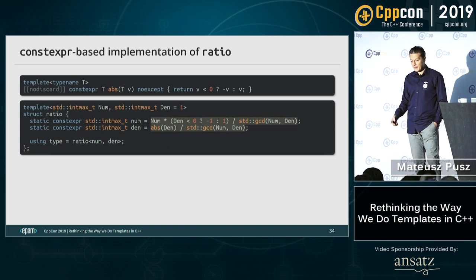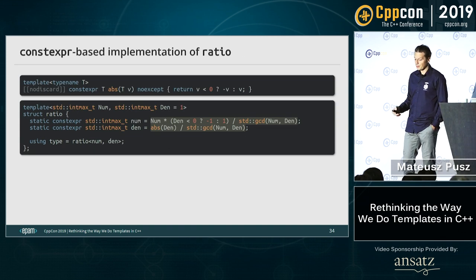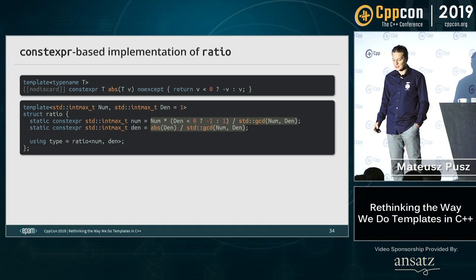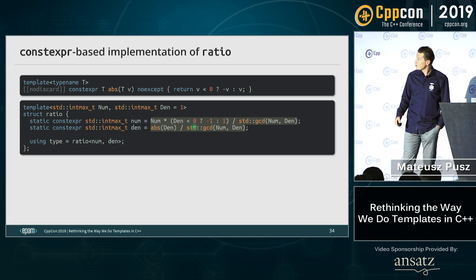Alternative that we can do right now is just use constexpr. As there's no constexpr abs in the library, I just provided a simple one for this case. And you can just calculate everything as a constexpr expression rather than using those primary class templates and their instantiations. It's much simpler for the analysis.